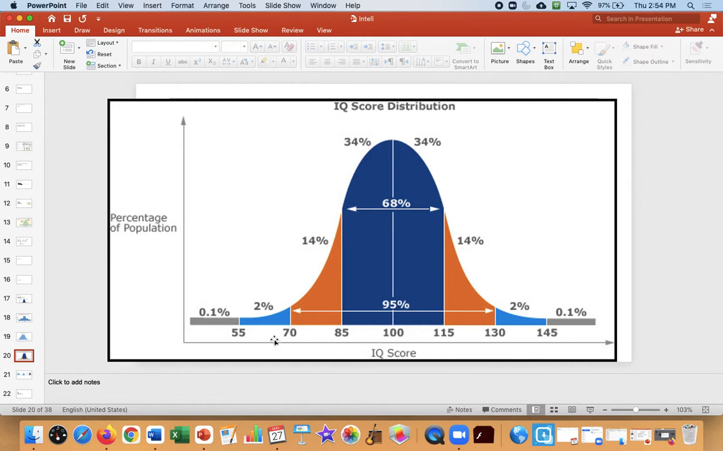Two standard deviations would be 70 to 130. This is normal IQ range. Below 70, they used to call retarded, now they call it impaired. Above 130, they would call gifted.